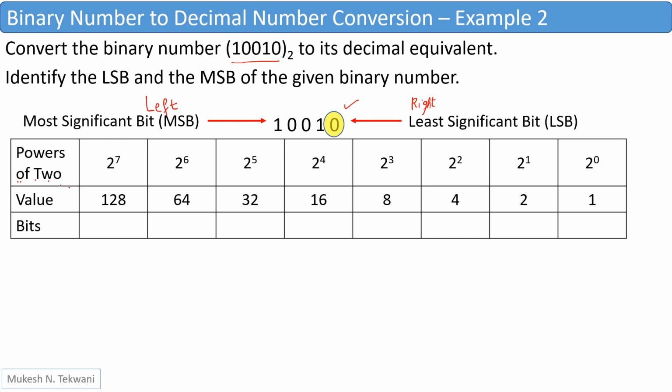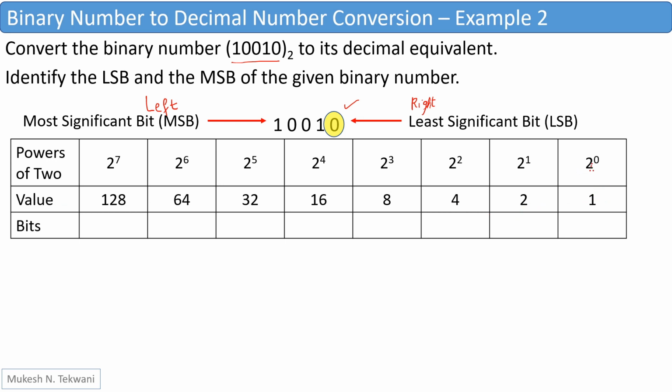Again, as in the previous example, we make a table of 3 rows. The first row is powers of 2. So starting from the right, we have the powers of 2: 2 raised to 0, 2 raised to 1, 2 raised to 2, and like this we go up to 2 raised to 7. Below that, in the next row, we write down the values of these powers.